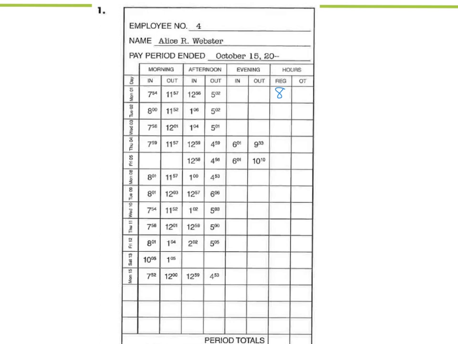Okay, on Tuesday the 2nd, they had about the same schedule. They worked 8 hours that day. On Wednesday the 3rd, they worked the same 8 hours. Right, on the 4th, they came in the morning for 4 hours and then in the afternoon for 4 hours again. So they had 8 regular hours, but then they came back in the evening from 6 to 9:30. So they worked another 3.5 hours.